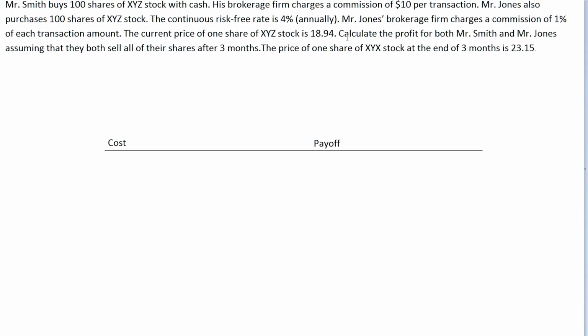The question asks us to calculate the profit for Mr. Smith and Mr. Jones, assuming they both sell all of their shares after 3 months. And the price of one share of stock at the end of 3 months is $23.15.